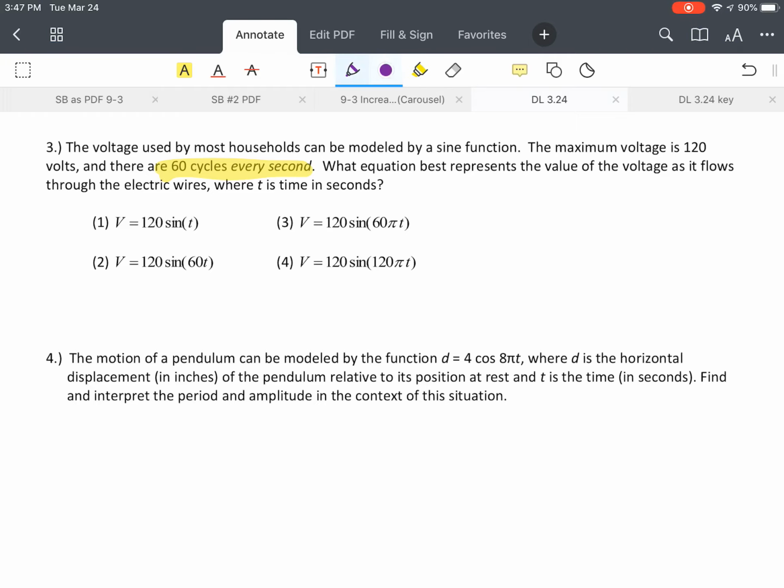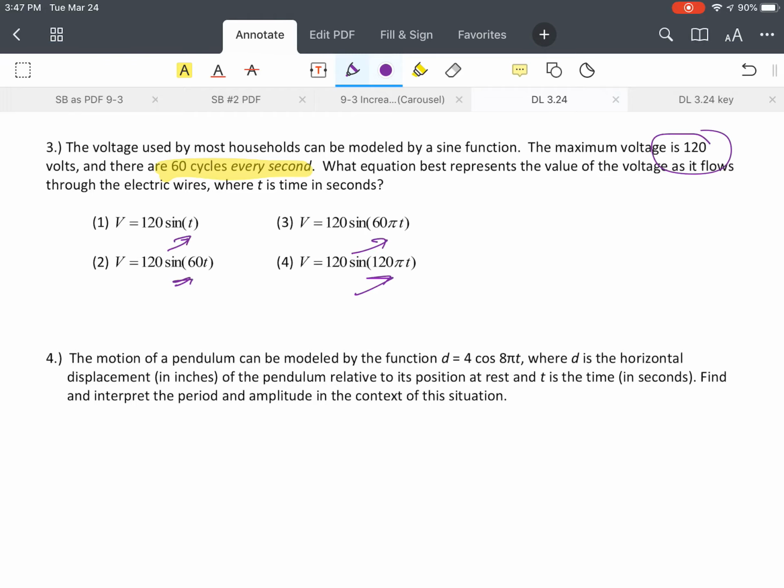Okay, well, let's look at our choices. They're all sine and they're all 120. Okay, that's where we got the maximum voltage is 120. So really what we're trying to figure out is the frequency. That's going to be here. Is it here? Which one of these has the correct frequency? So let's check it out.